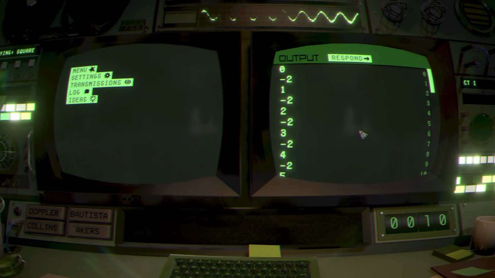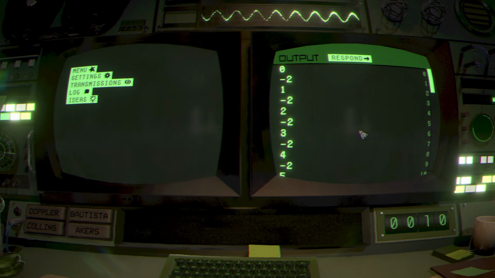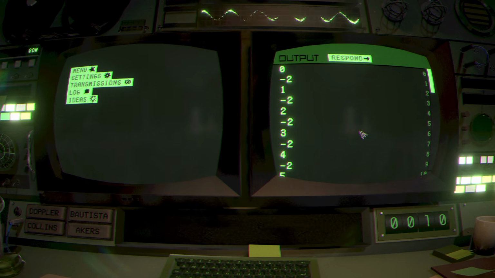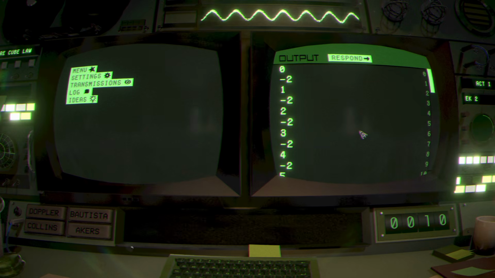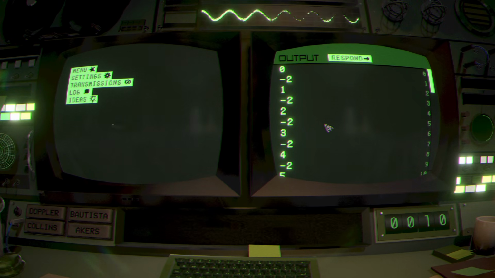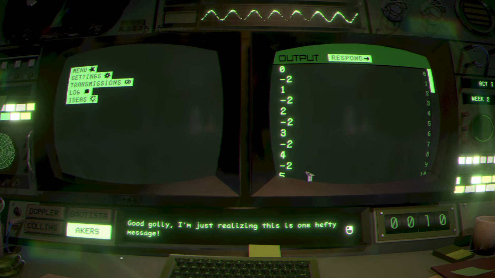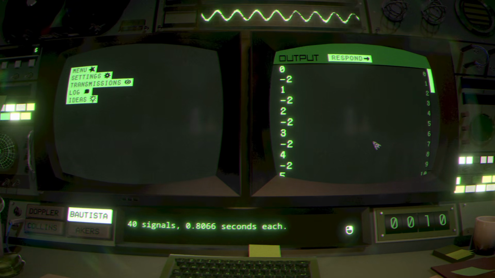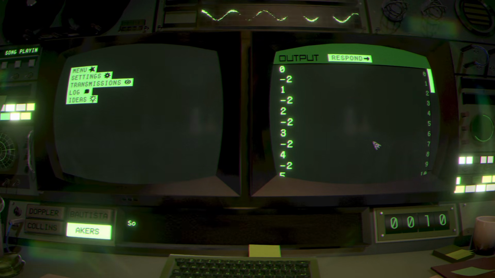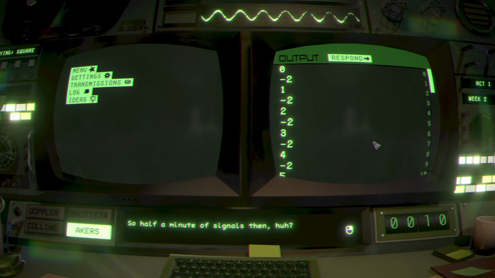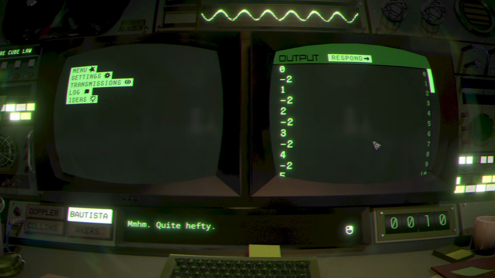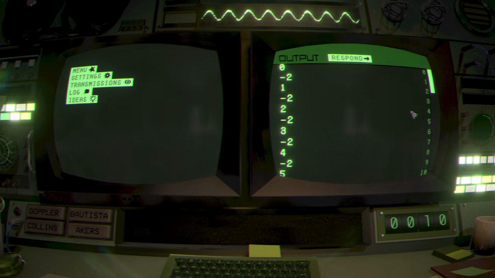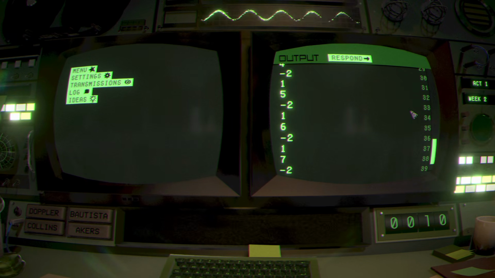Okay, so remember, we start at 0. 752 is our starting number. So we got 752 from 0. Okay, and then 751. And then 750, 752, 750. Good golly, I'm just realizing that this is one hefty message. Yep. 40 signals, 0.8066 seconds each. So half a minute of signals then, huh? Quite hefty. Right, okay. So we're adding up by 1 every single time.